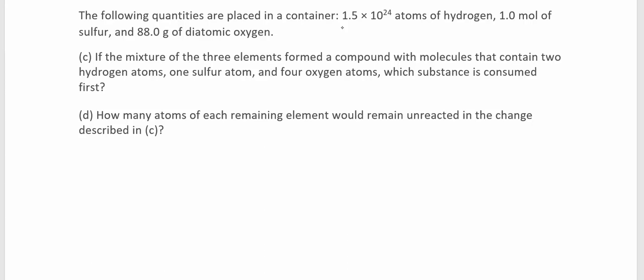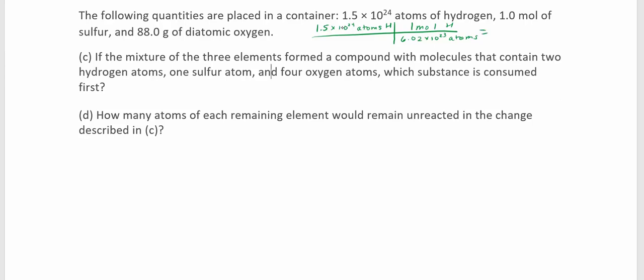I was asked to step in for C and D of this problem. So the first thing I'm going to do is take each of these quantities and convert it into moles. I have 1.5 times 10 to the 24 atoms of hydrogen, and I'm going to convert that into moles of hydrogen by using the relationship that there are 6.02 times 10 to the 23rd atoms in 1 mole.